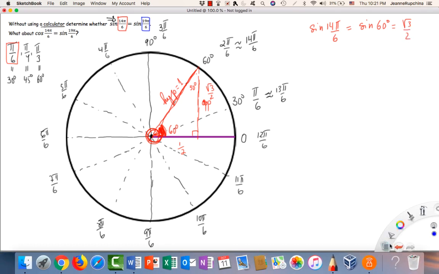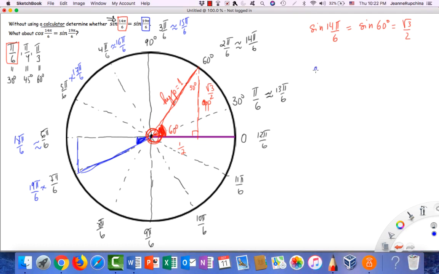Now let's find the other angle. The other angle is 19 pi over 6. So I reached 14 pi over 6. Here we have 15 pi over 6. Here we have 16 pi over 6. We've got 17 pi over 6, 18 pi over 6, and here we've got 19 pi over 6, right? So I'm looking at this triangle, and the reference angle that I get is this one.